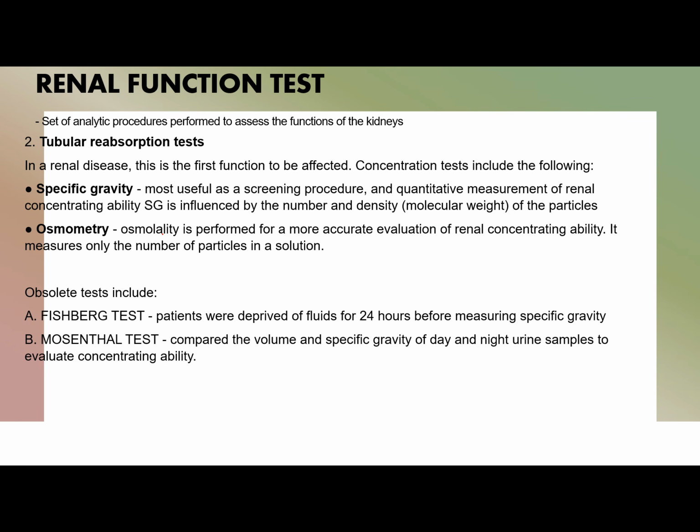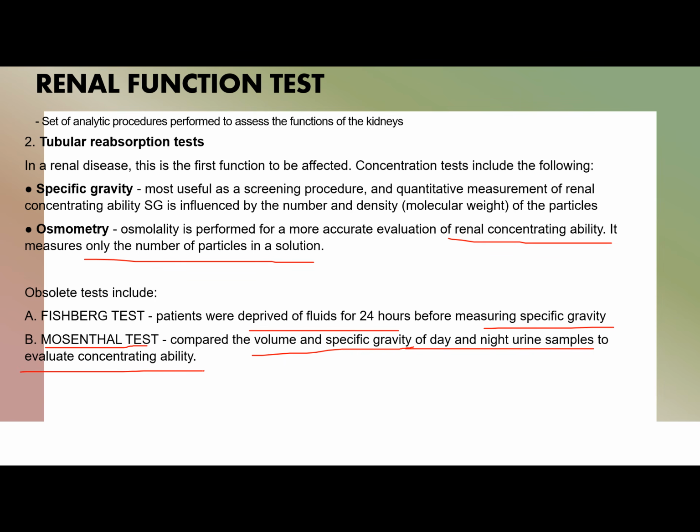Then osmometry, osmolality is performed for a more accurate evaluation of renal concentrating ability. It measures only the number of particles in a solution. Now, there are obsolete tests class. Merong Fishberg test. Patients would be deprived of fluids for 24 hours before measuring specific gravity. Meron ding Mosenthal test. So, compares the volume and specific gravity of day and night urine samples to evaluate concentrating ability.